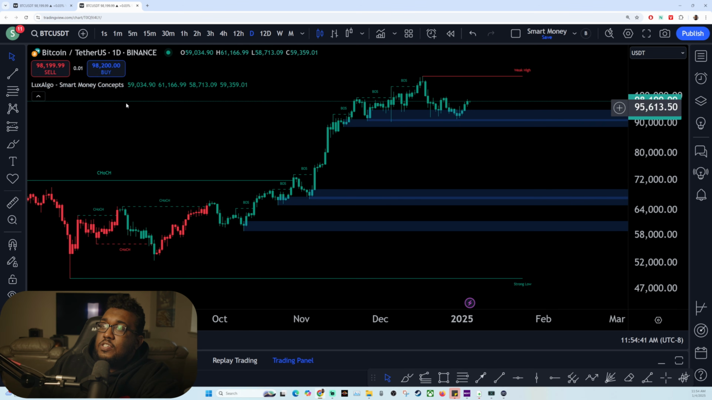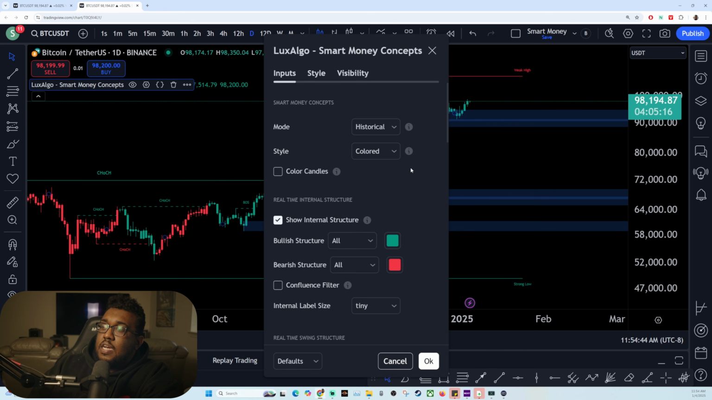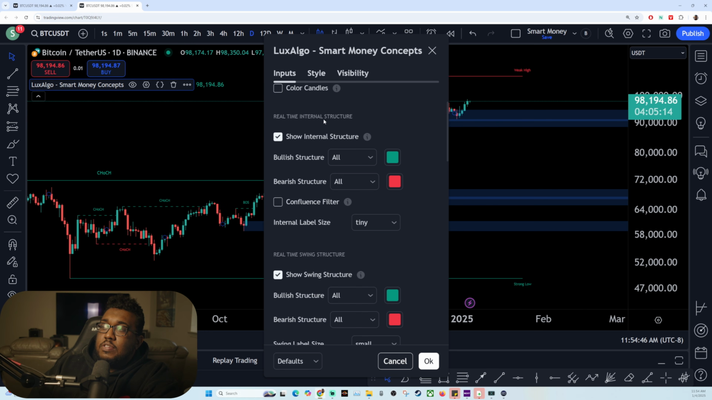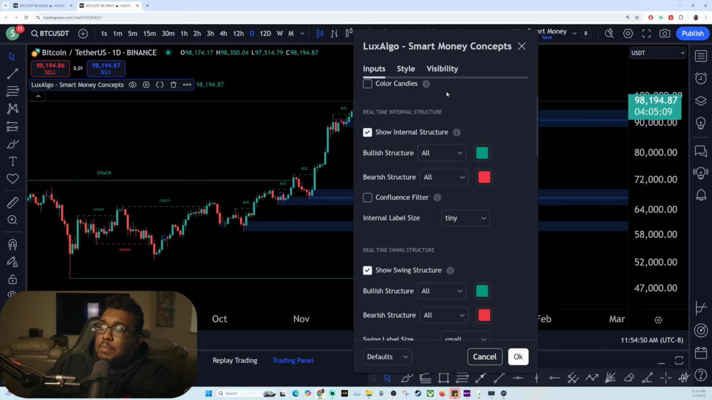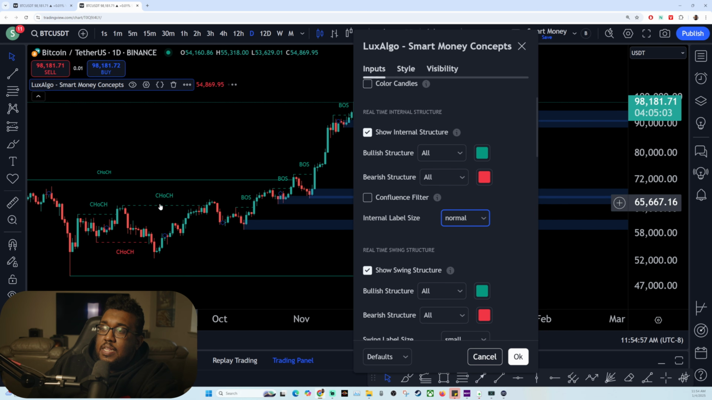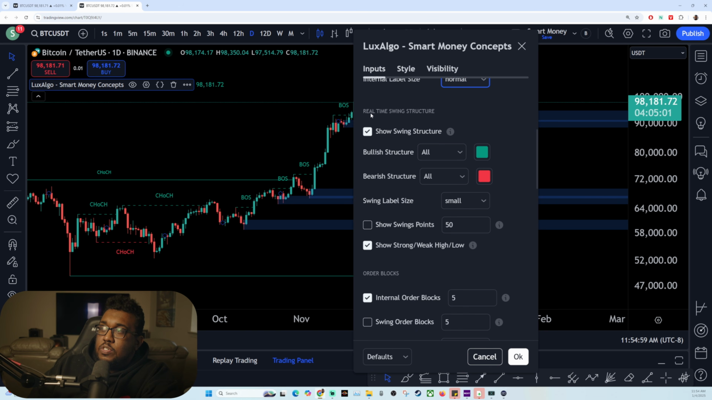However, I'm going to go back to the daily chart here. I'm going to go back down the list, take off colored candles, and now we're going to be looking at real-time internal structure. So for this one, what I'd actually recommend before we get started with this, you're going to see the internal label size here. I want you guys to make this from tiny to normal, and it's going to make these look larger. Go down a little bit more to real-time swing structure, make it go from small to normal. It'll make those ones a little bit larger as well.